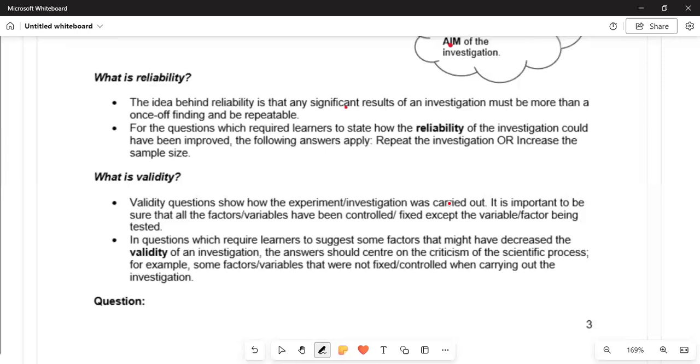Number two, for questions which require learners to state how the reliability of the investigation could have been improved, the following answer applies: repeat the investigation or increase the sample size. We will see this further later on.